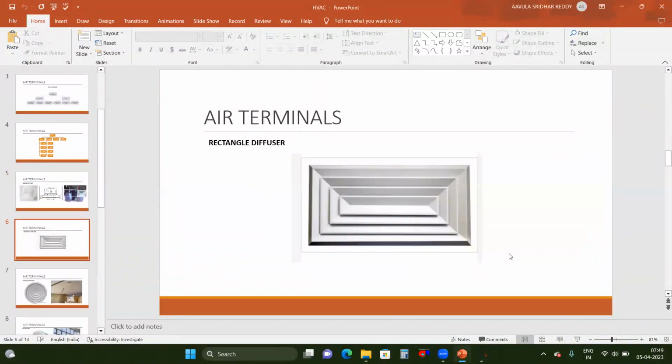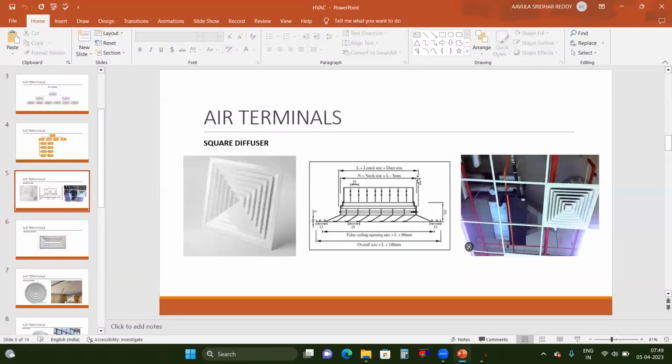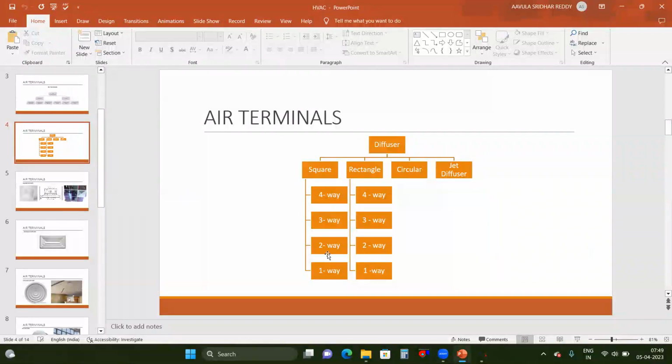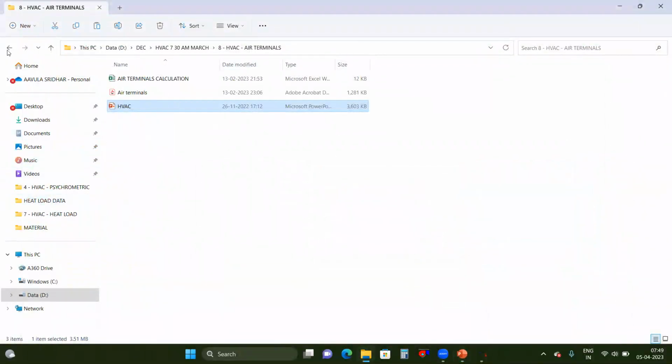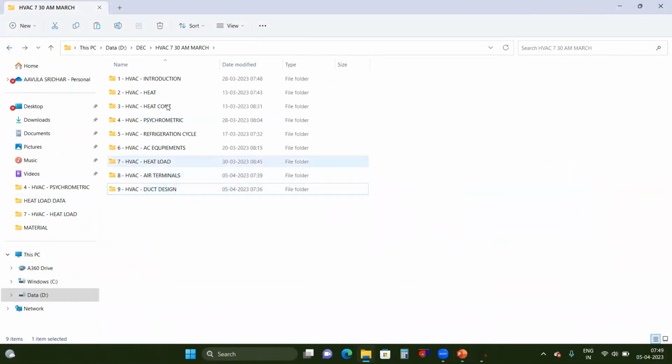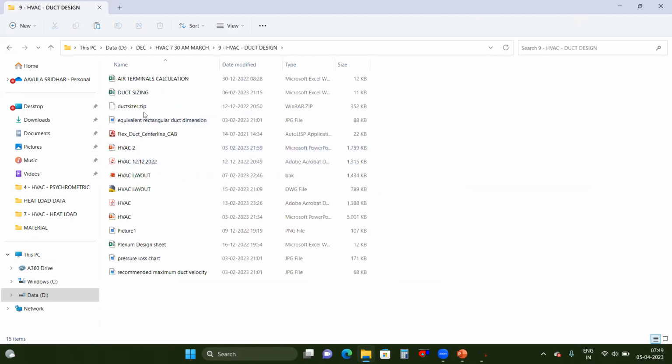And next is rectangular diffuser. So similar to square diffuser, but the shape of the diffuser is slightly different. So that is in rectangular shape. Okay. So here, we have seen one way, two way, three way, and four way diffusers. Okay. So for this, I will explain in a real time project, so you will understand better.